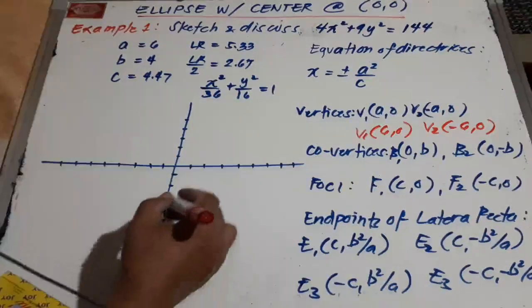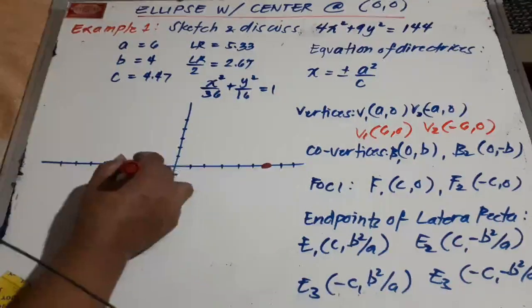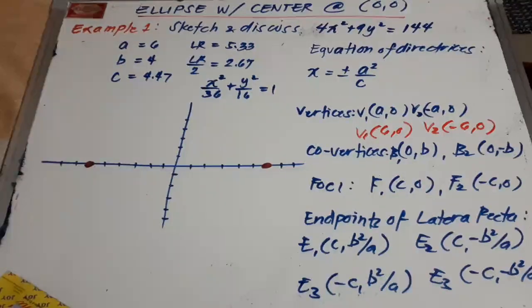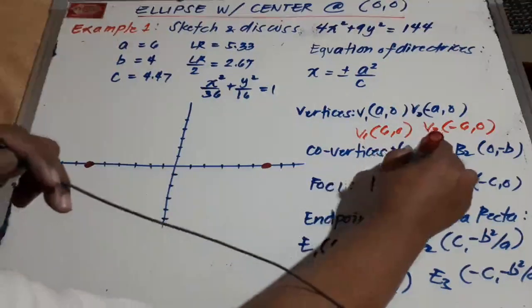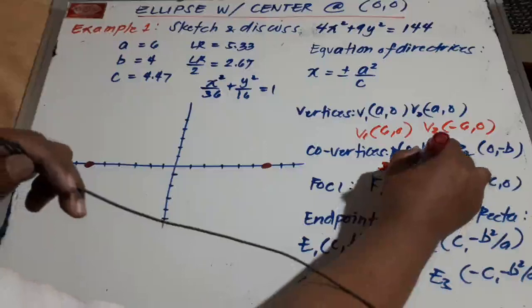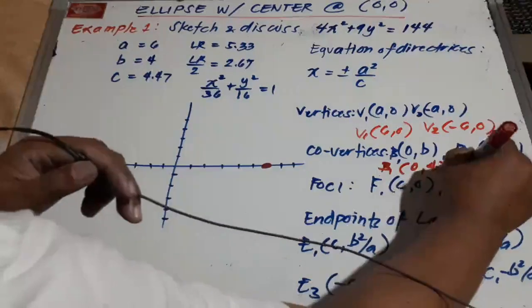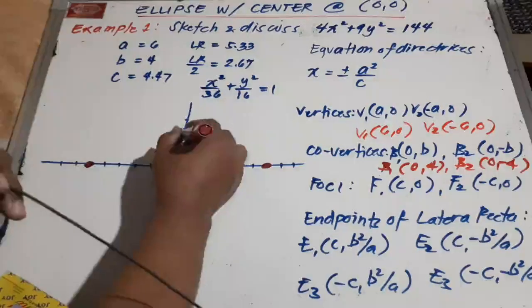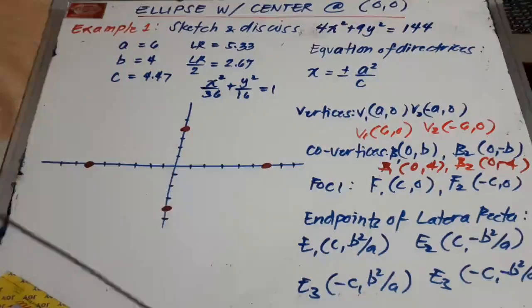So, i-plot natin yon. 1, 2, 3, 4, 5, 6. So, nandito yung V sub 1. 1, 2, 3, 4, 5, 6. Nandito yung V sub 2. Okay? Next is the co-vertices 0, B and 0, negative B. So, B sub 1 is 0, B, and B is 4. So, 0, 4. B sub 2 is 0, negative 4. Okay? So, nandito siya. 1, 2, 3, 4. 1, 2, 3, 4.